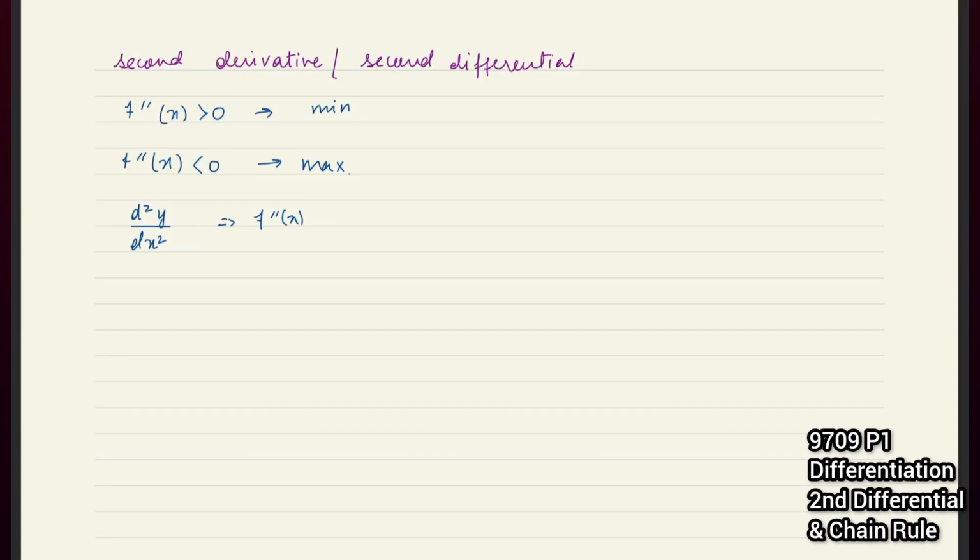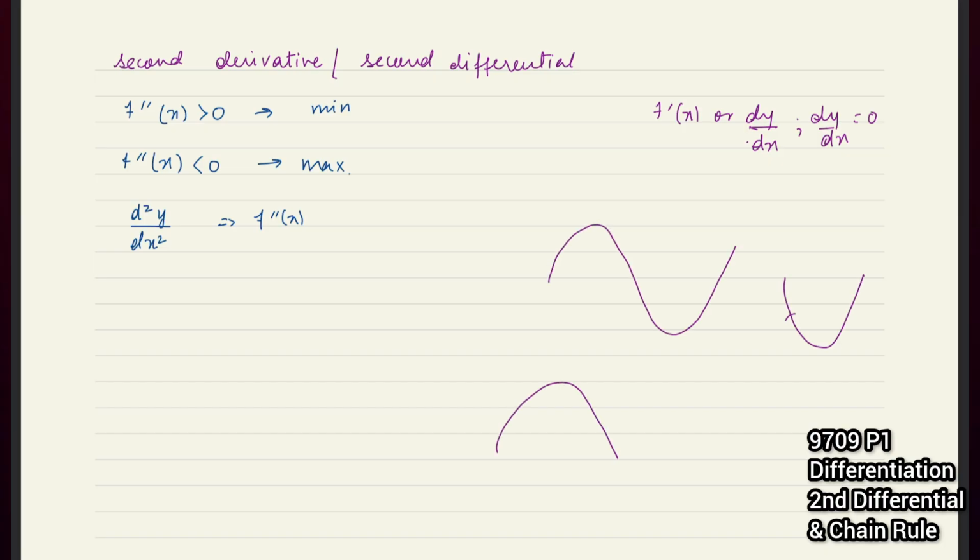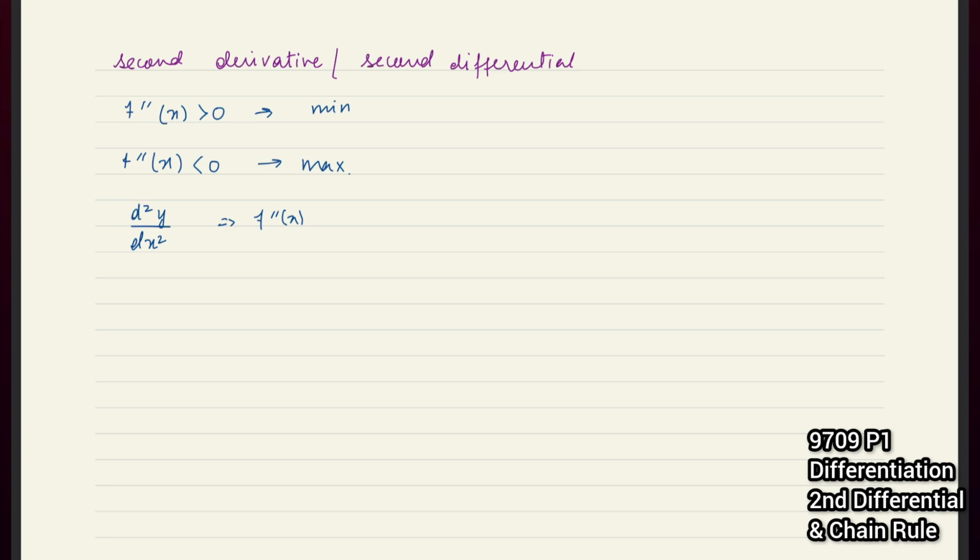We are going to begin with second differentials. In first differentials, we saw that by finding out the first differential, which is f dash x or dy by dx, we determined the gradient, and we know that dy by dx is equal to 0 at the stationary point. If the stationary point is the point of inflection or the turning point, for example, if this is the graph, or this is the graph, any kind of graph, whether it's a minimum point or maximum point, how do we determine that? We determine that by using second differential.